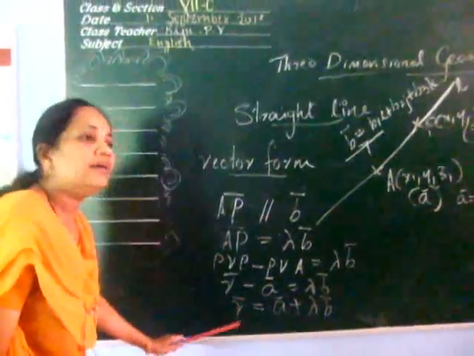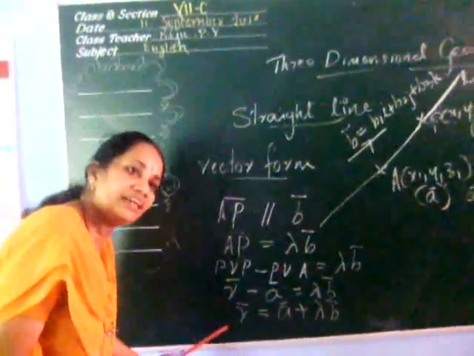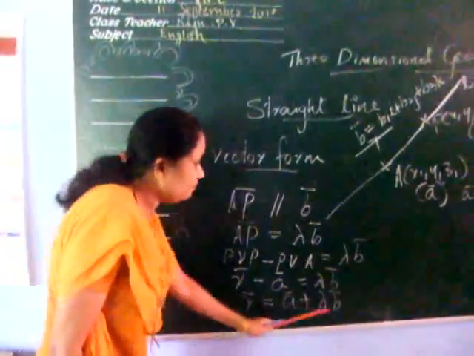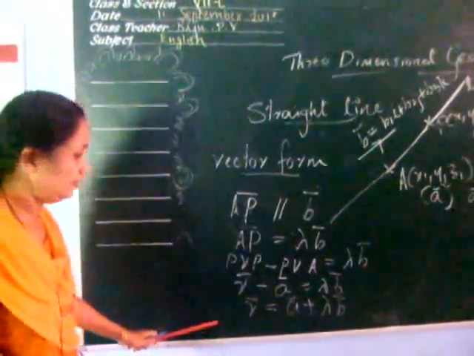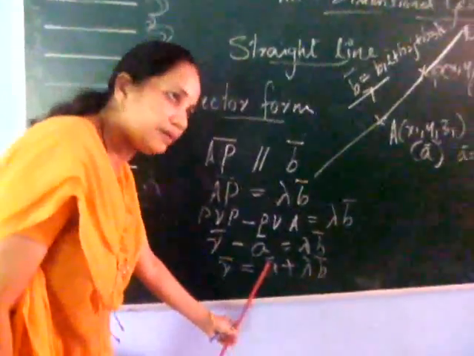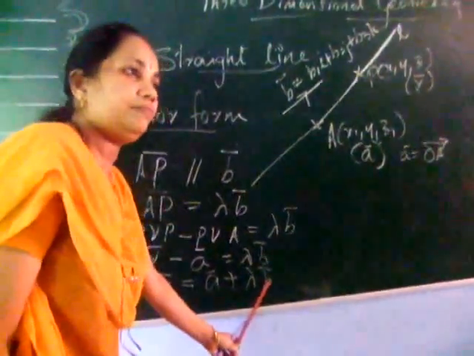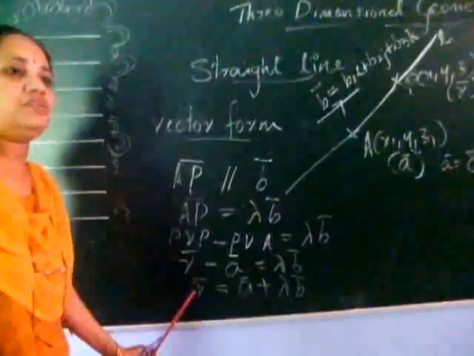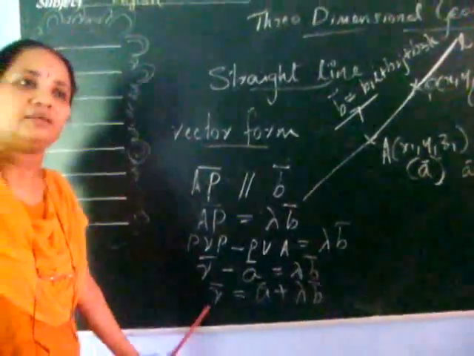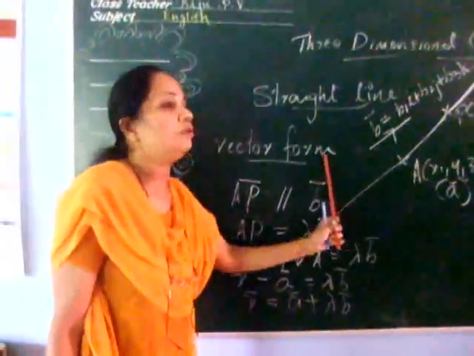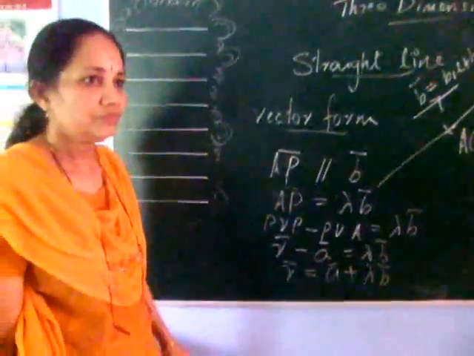What is meant by this R? It is the position vector of the variable point P, (x, y, z). So this is the vector equation of the straight line passing through a point with the position vector A and parallel to a vector B, where R is the position vector of any point, or variable point, on the line. This is called the vector form of the equation of the straight line.